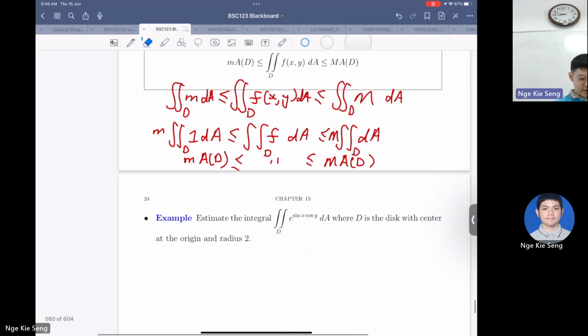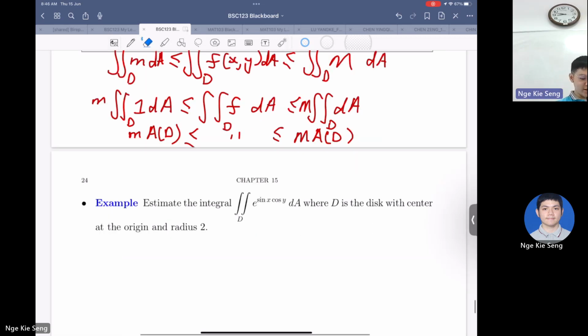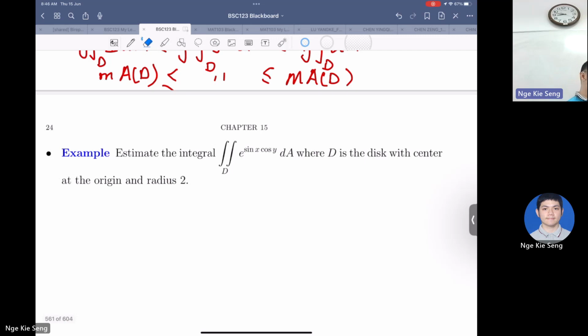Okay, do you want to do this? Just quickly, I show you this. It just says estimate, it doesn't ask you to compute. How to estimate? They want to show you these properties of the double integral here. So estimate this integral over what domain? Over a domain of this. This domain is a disc with a center at the origin with radius 2.